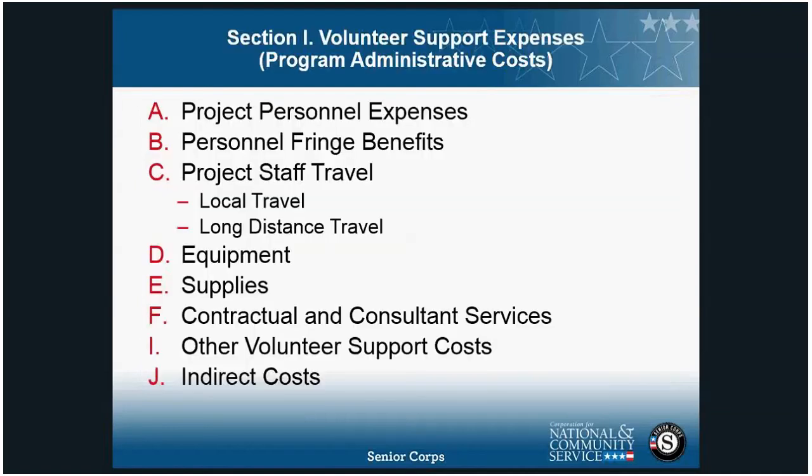This is a sample of typical expense line items in Section 1 of the budget. You will have your project personnel expenses, fringe, staff travel, and that typically is broken down into local and long distance travel. Equipment, that's usually a line item that is not used. Most of our Senior Corps programs never meet the $5,000 threshold, so supplies are anything under $5,000. And contractual and consultant services would be those expenses that you have incurred and you have a contractual agreement with the vendor. And then there would be the other volunteer support costs in Section 1. And indirect costs would be either your negotiated indirect costs or your 10% de minimis.